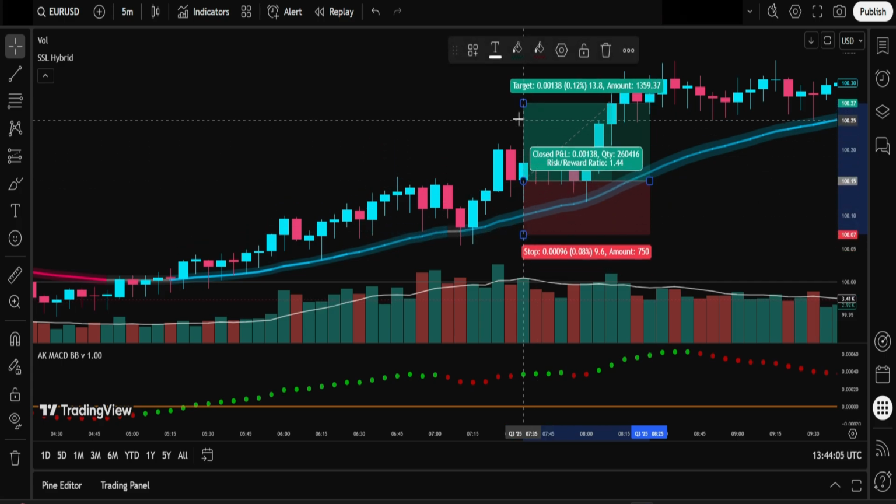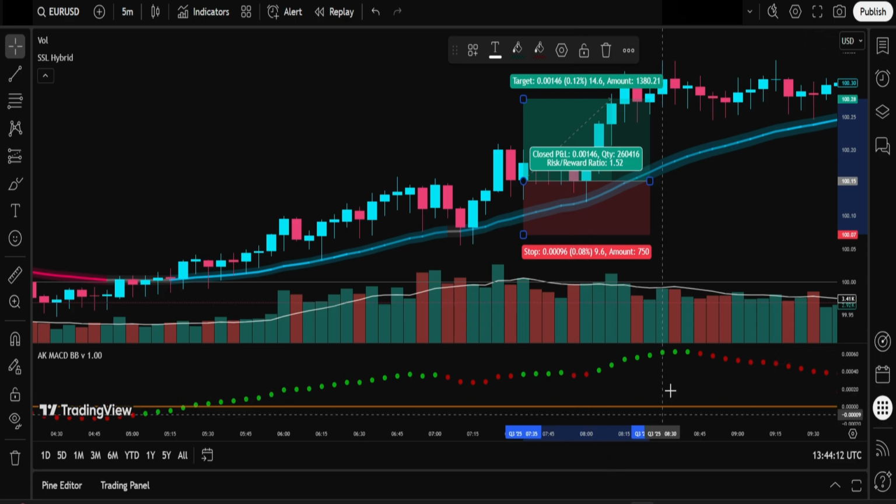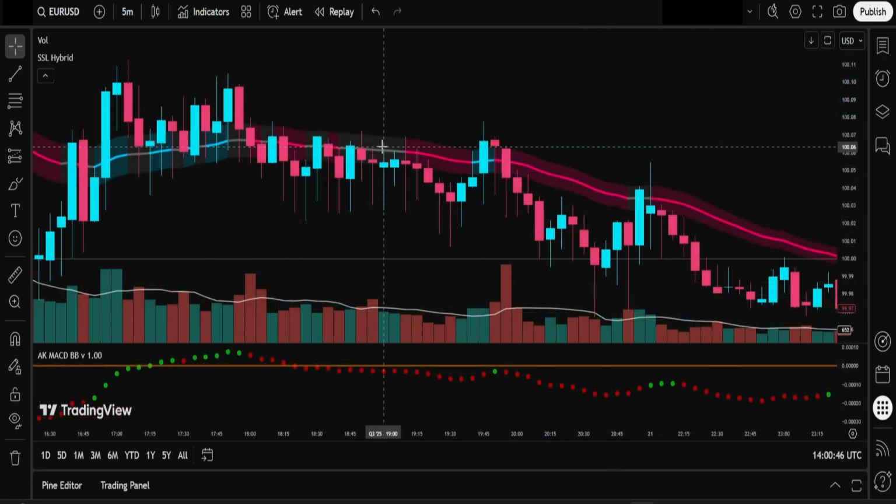Tip: If the flip happens while volume is still below its MA, wait 1 bar for volume to close above the MA. A 1 bar delay can dramatically improve entry quality without changing the system.